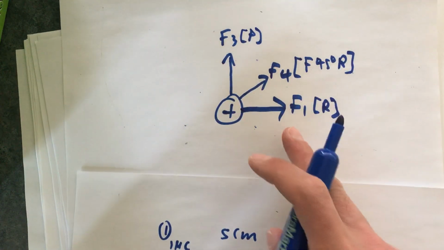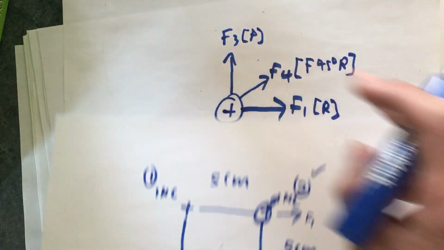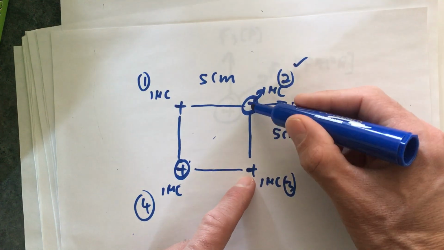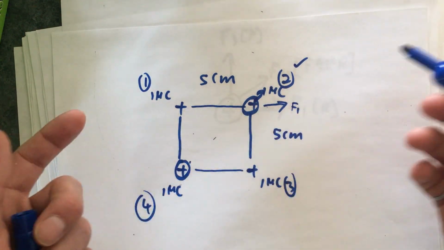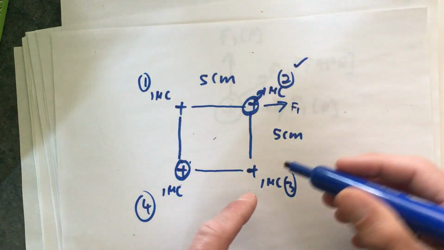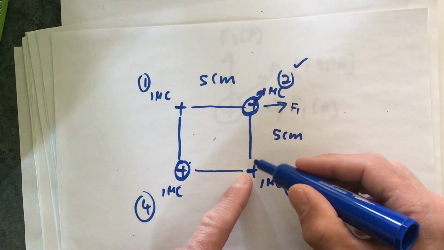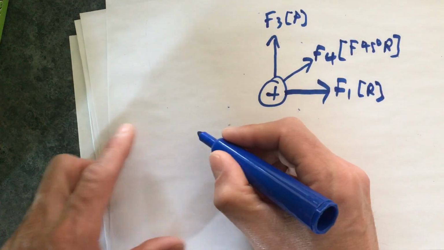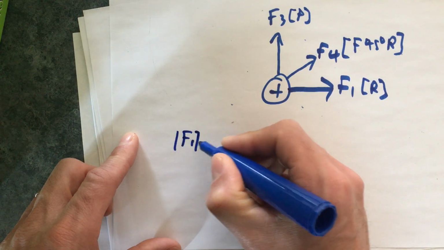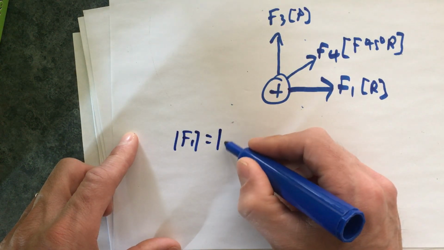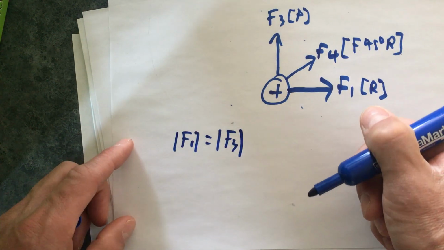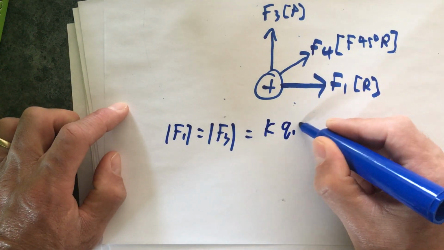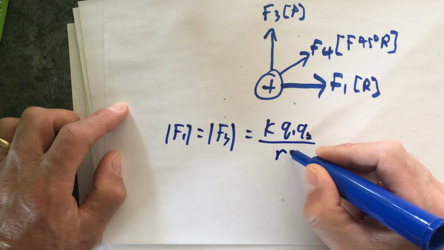Okay, to find the magnitudes of force 1 and force 3, can you see the symmetry of this situation? The force coming from charge 3 and the force coming from charge 1 are going to be the same in magnitude. They're the same distance away, and the charges have the same value. So the magnitude of force 1 is equal to the magnitude of force 3. They do have different directions, but the same magnitude. And that is k Q1 Q2 over r squared.